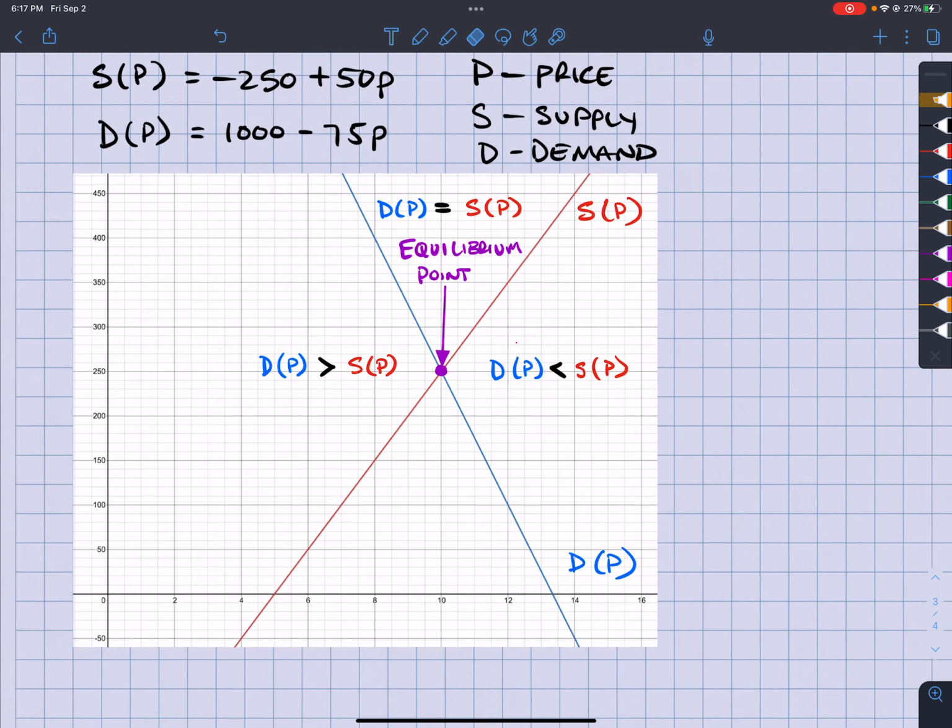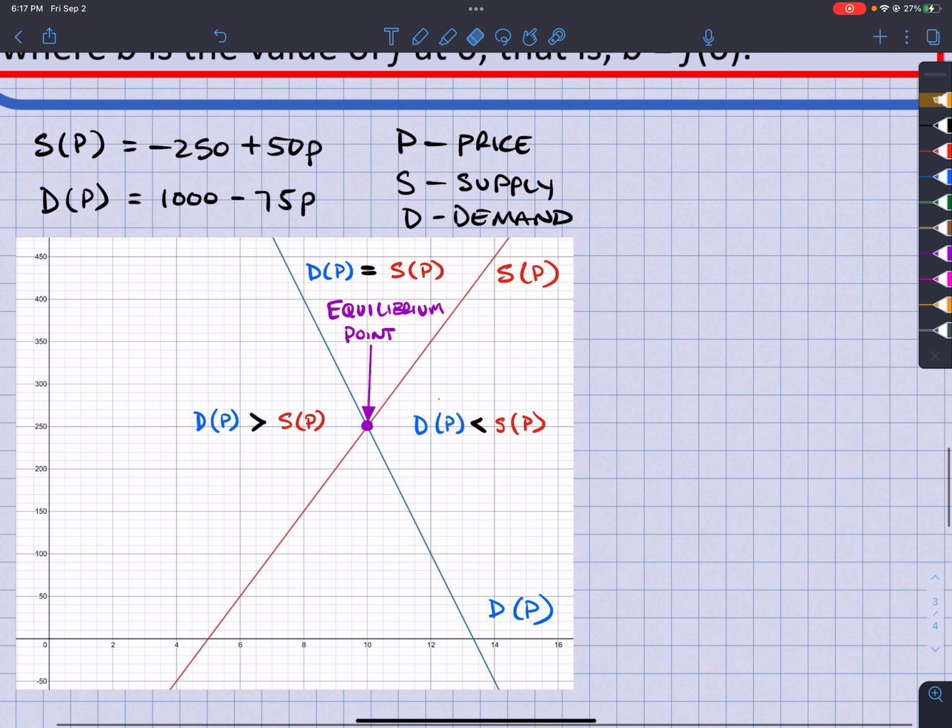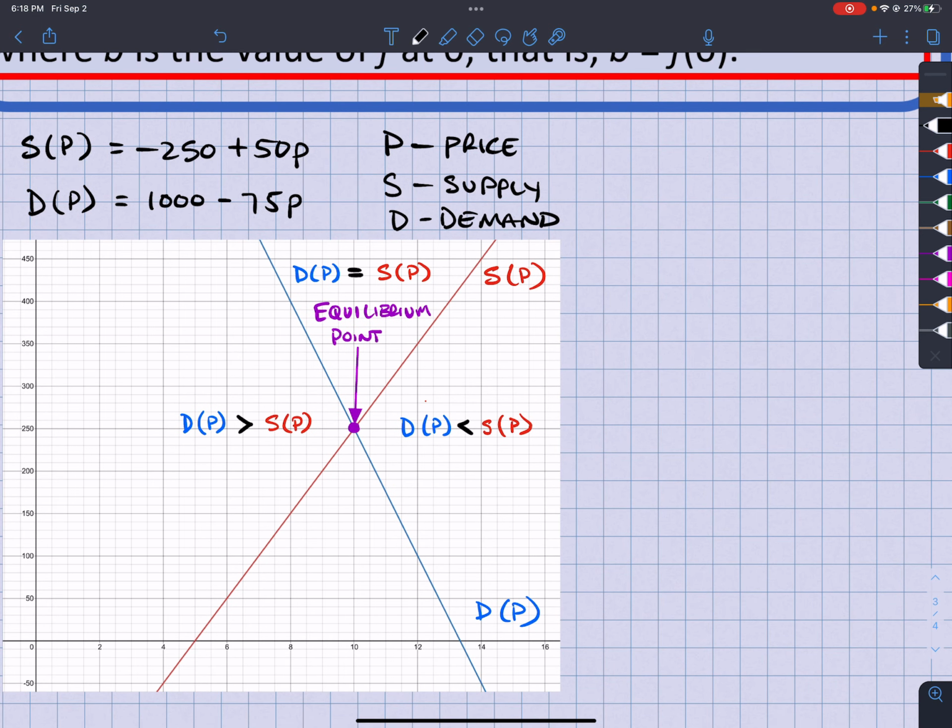So anyways, about the equilibrium point. So the question is, what is the price for the equilibrium point? And as you guys see, once I wrote this, I wrote down what the P stood for, what the S stood for, and what the D stood for, right? So that this way I know exactly what I'm talking about. Well, to find this equilibrium point, since these two are equal to each other, that's the equation that I would actually write. That negative 250 plus 50p is going to equal 1,000 minus 75p, okay?